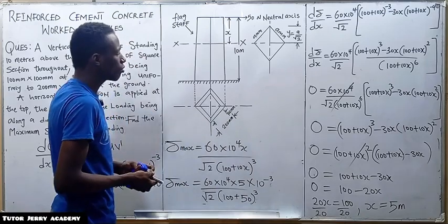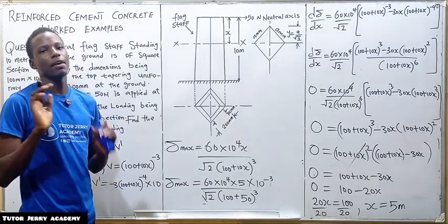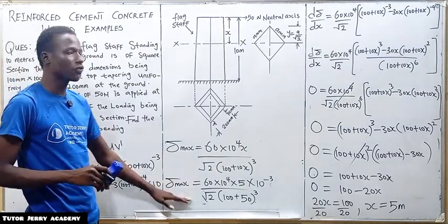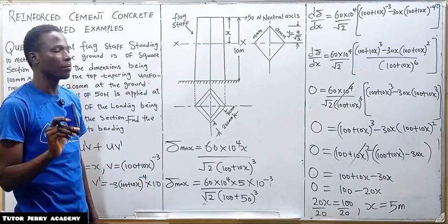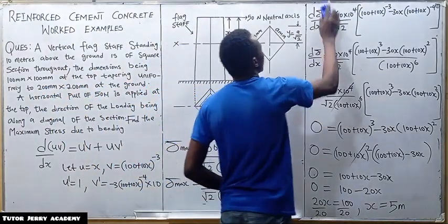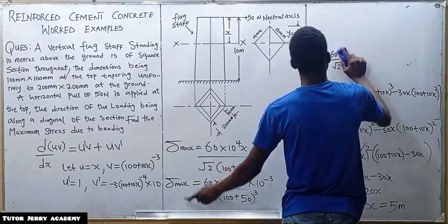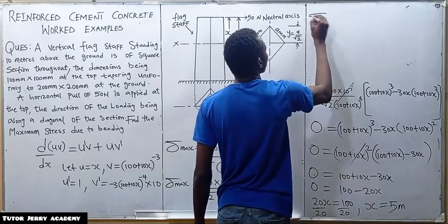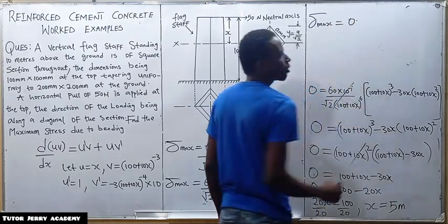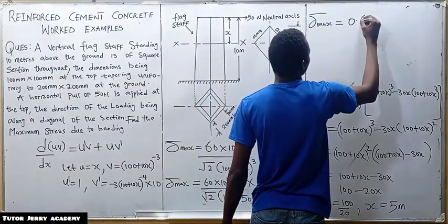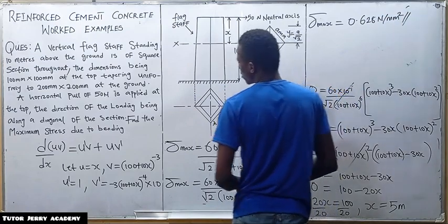So if you do all of this, you have 0.628 newton per millimeter square, which is the unit for stress. So our bending sigma max will be equal to 0.628 newton per millimeter square. So this is the final answer.